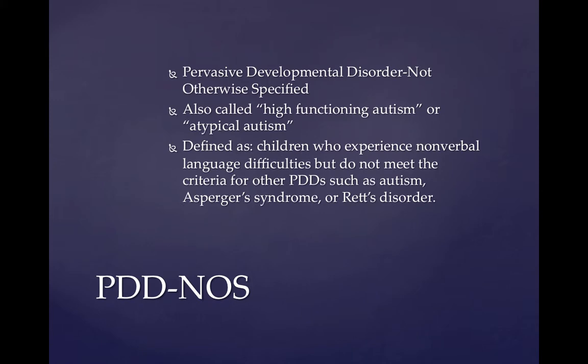Pervasive developmental disorder not otherwise specified is also called high-functioning autism or atypical autism. It is defined as children who experience nonverbal language difficulties but do not meet the criteria for other PDDs such as autism, Asperger's syndrome, or Rett disorder.